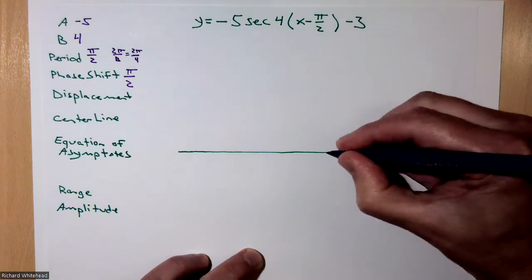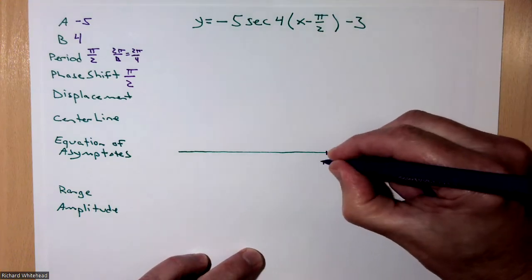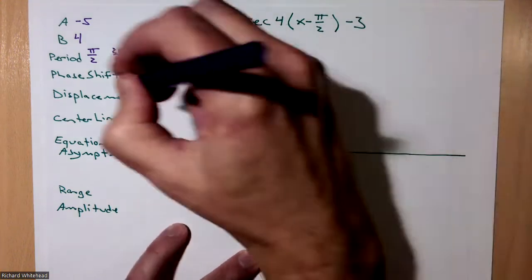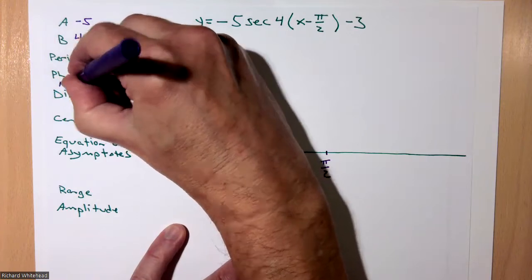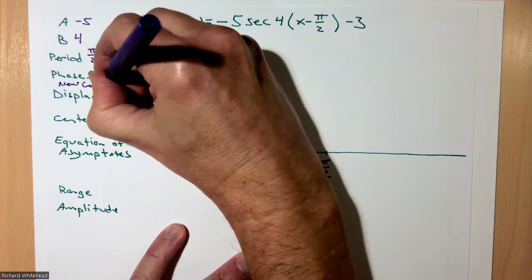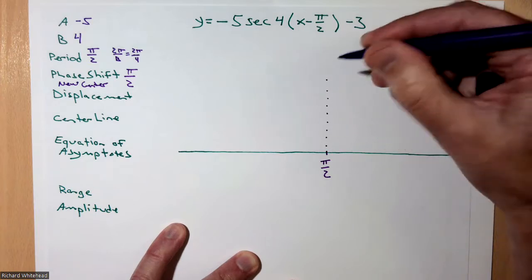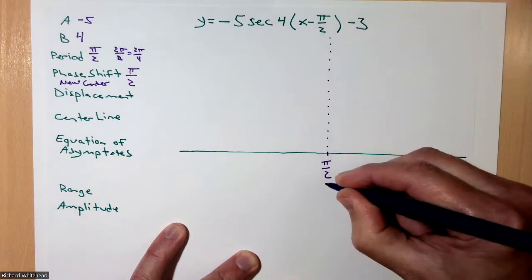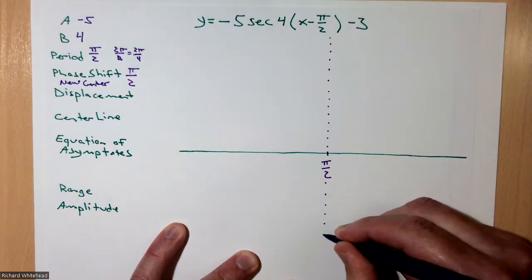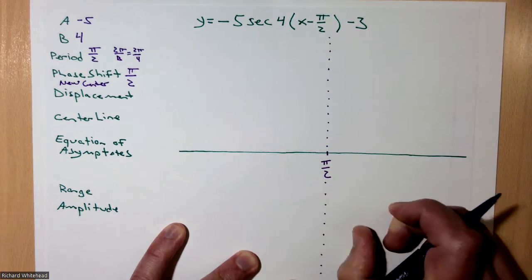So I'm going to go over here, just like always, and I'm going to put that pi over 2 right there in the center. That's my new center. Phase shift is the new center. We always need to write that. I would write it immediately so that I don't mess that up later.